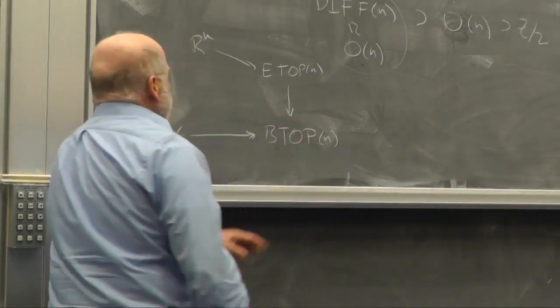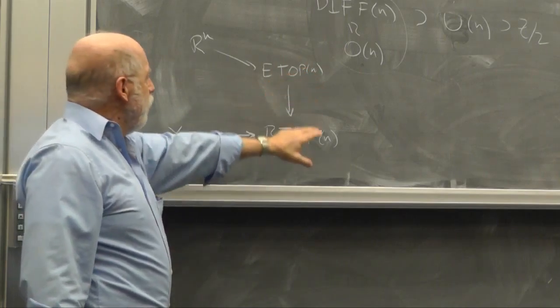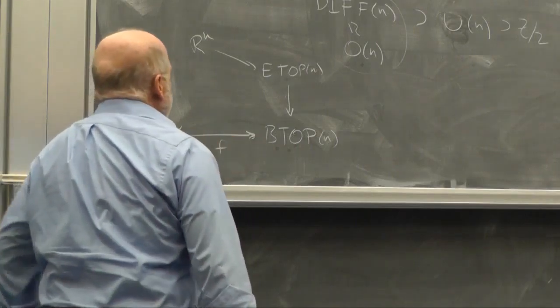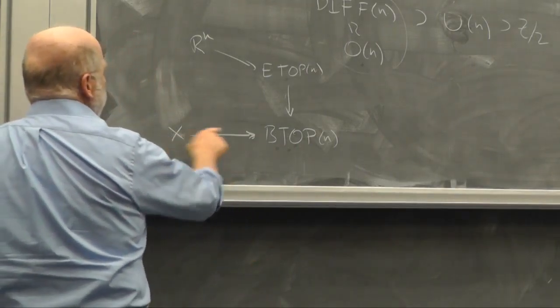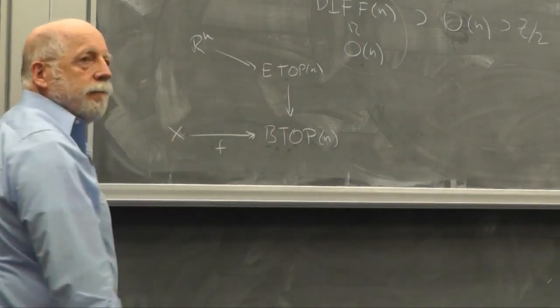So this is the base space, and this is the total space of a classifying space for Top N. And then if you have a map F, that map F will pull back this bundle onto X.